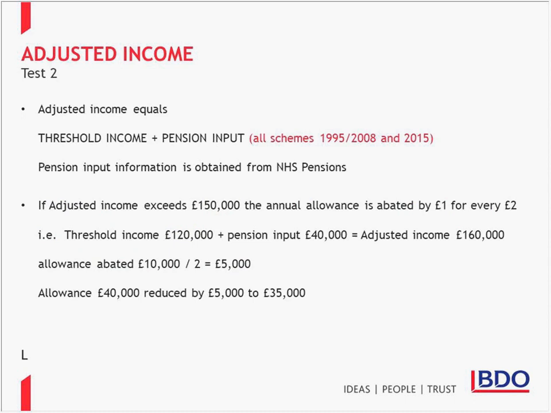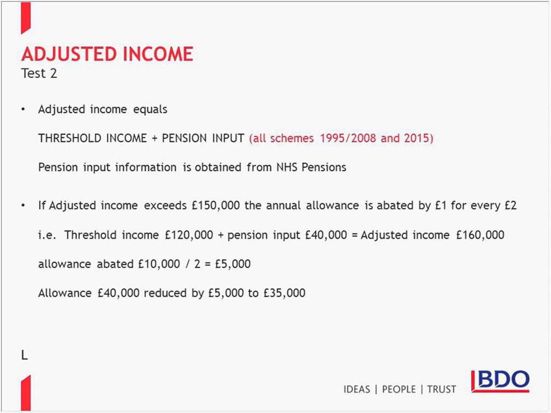The second looks at calculation of your adjusted income. And your adjusted income is the threshold income that we've just worked out, plus the pension input. So this pension input is the growth in your pension scheme. If when we add them together, they come to more than 150,000, this is when your allowance gets abated. The abatement's £1 for every £2 over 150,000 you are.